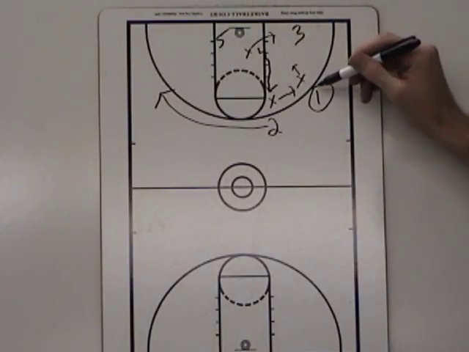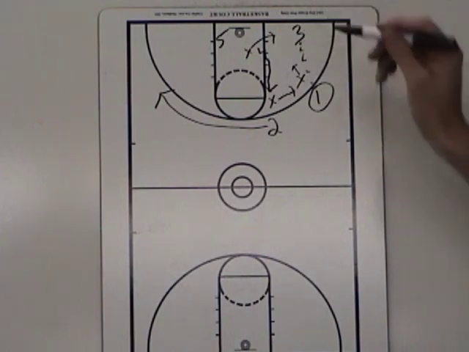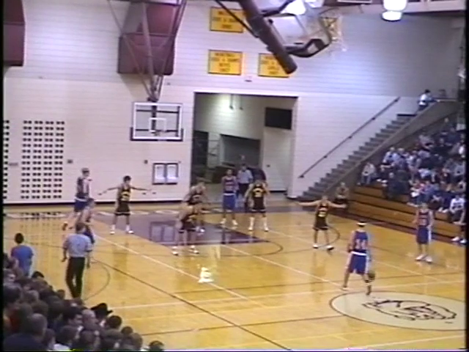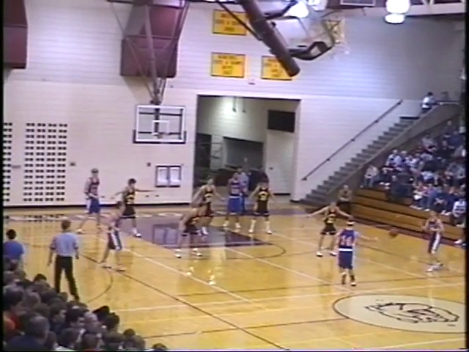1 is called the quarterback. He has many options. He can pass it to 3, he can pass it to 4, he can pass it to 5 or to 2. That's why he's called the quarterback. He runs everything. Here we throw it.